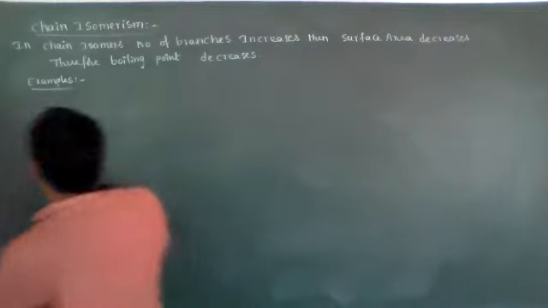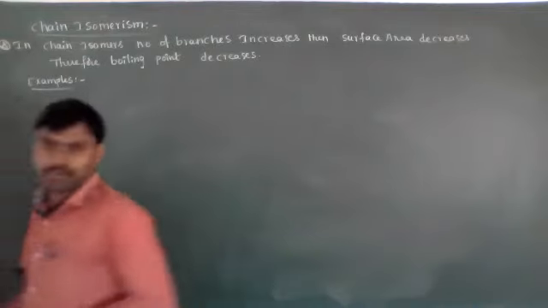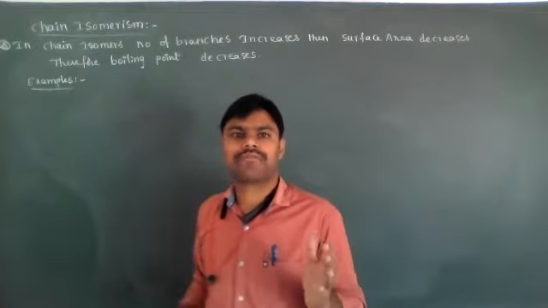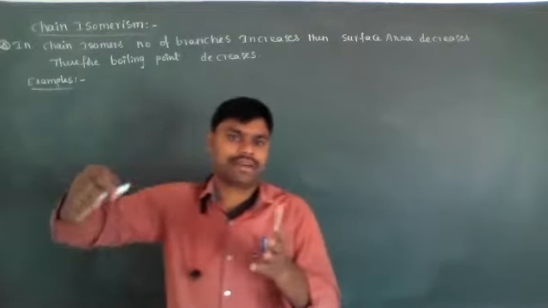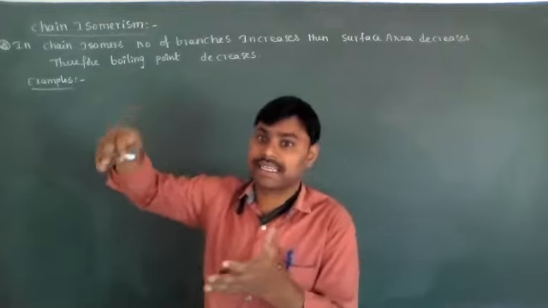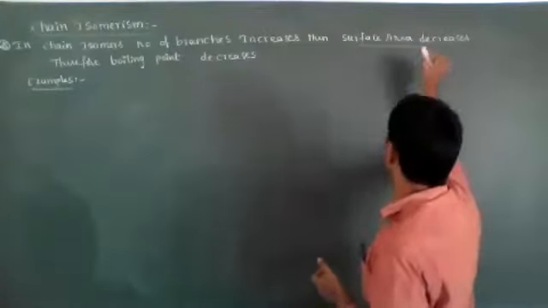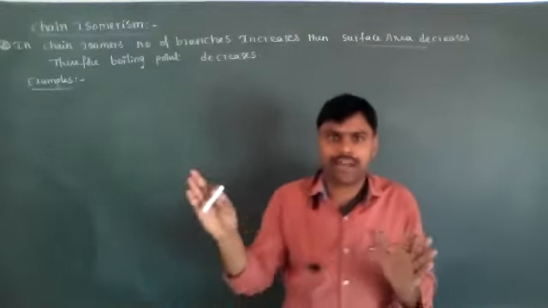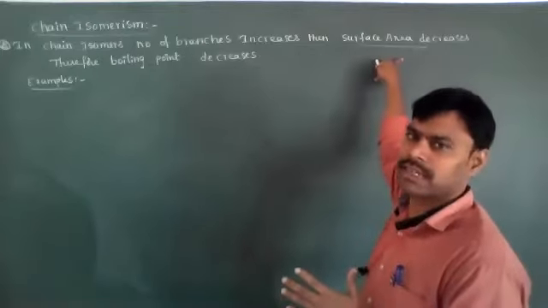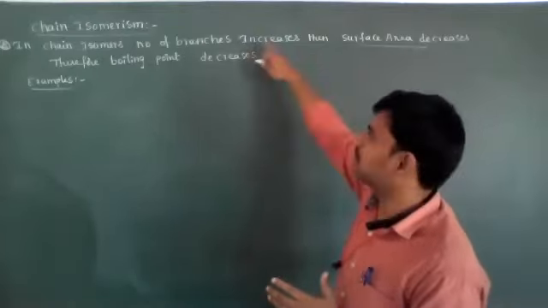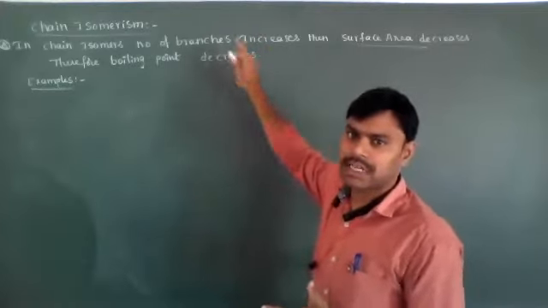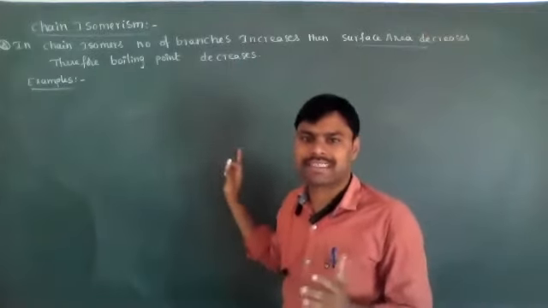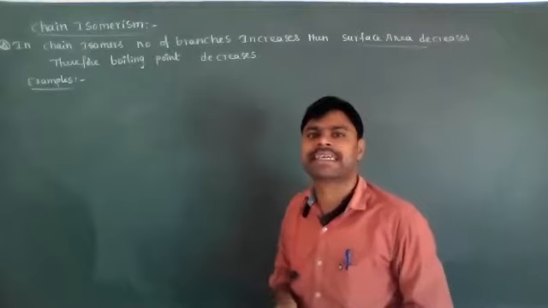Now a very important point. In chain isomers, as the number of branches increases, meaning the number of alkyl group substituents increases, what happens to the surface area, students? The surface area decreases, then the boiling point also decreases. The boiling point is directly proportional to surface area, and the surface area is inversely proportional to the number of branches. Why am I discussing this point? Related questions are asked in NEET and JEE examinations.